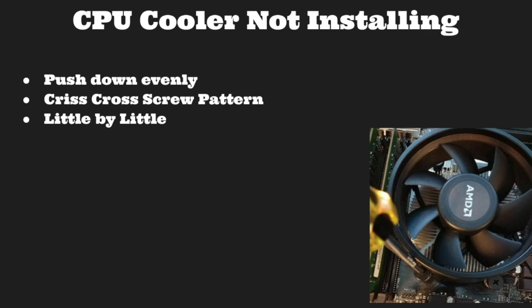Next, another common mistake that you see is the CPU cooler that does not install. Now, essentially, to fix this, what you want to do is push down hard enough, but not too hard to the point where it damages your CPU, and you want to distribute your weight and push down evenly. And once you have the screws, you want to screw it in sort of a crisscross pattern. So you start bottom left, then top right, then top left, and then bottom right. And you want to go little by little.